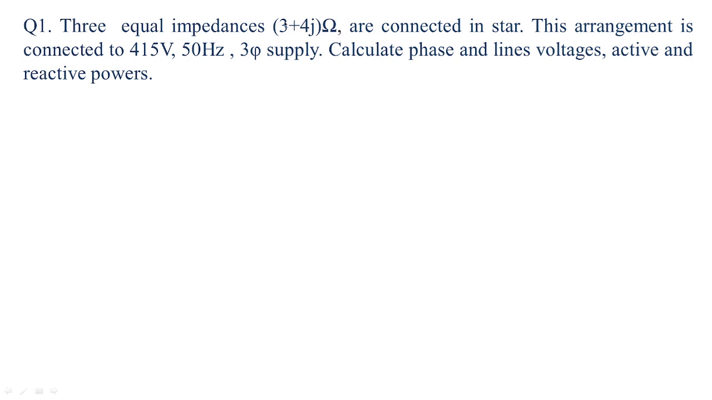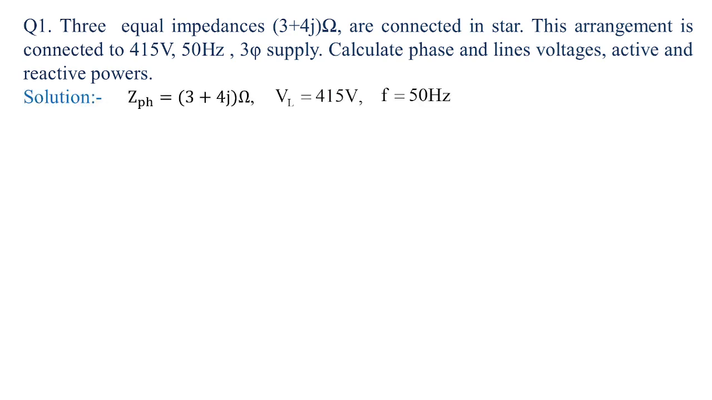It is given in rectangular form, connected in star form. This arrangement is connected to an input supply of 415 volts, 50 hertz, 3-phase supply. What we need to calculate are the phase and line voltages, and the active and reactive powers. So we have to recollect the information we have gathered for a balanced star connected load.